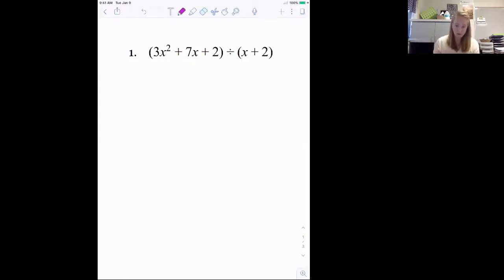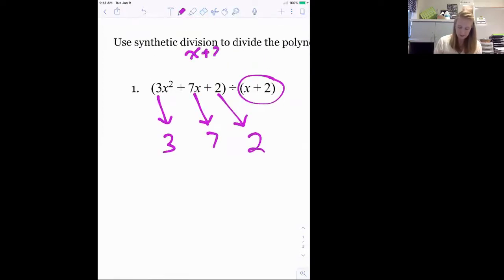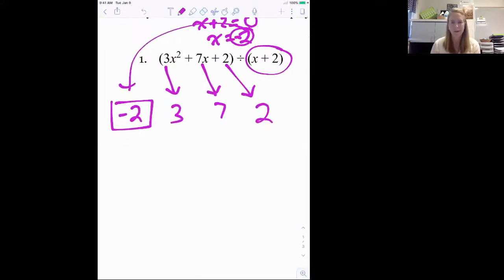For now, we're good. What we're going to do is we're going to take each one of these coefficients. The coefficient is the number in front of the variable. And I'm just going to pull them out and put them in a line. This right here, my x plus 2, I'm going to set it equal to 0 and solve. So I got x equals negative 2. And that negative 2 is going to go in a box right here. I know it looks funny, right? Now you've got your synthetic division problem set up. Put yourself a horizontal line right there. Leave some space.